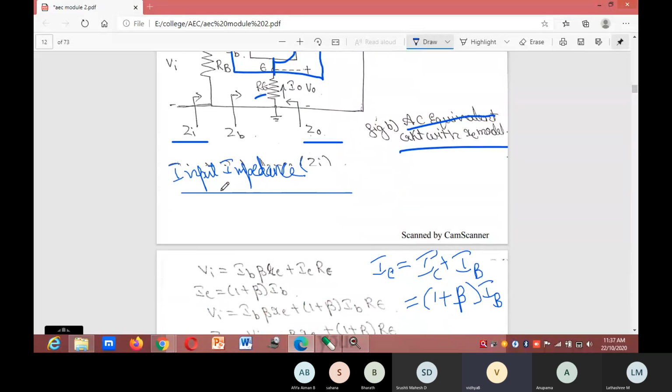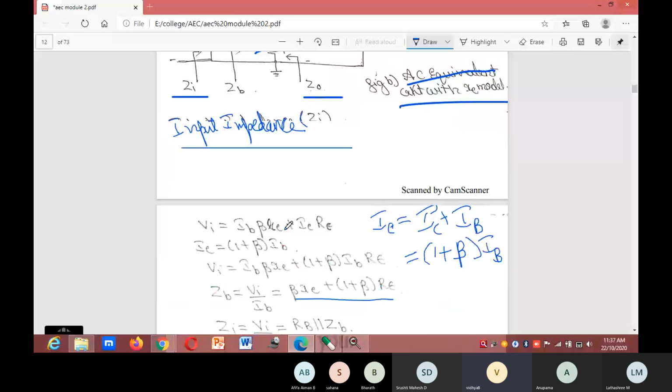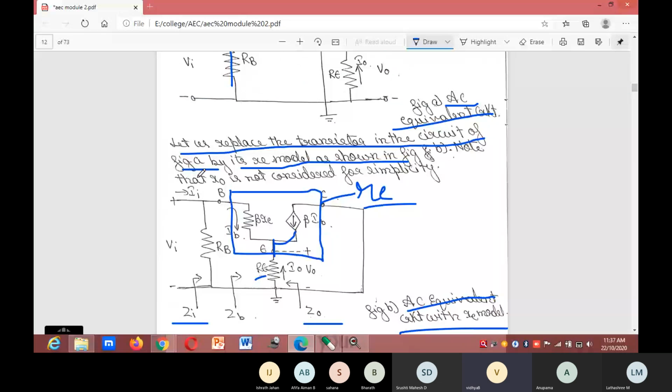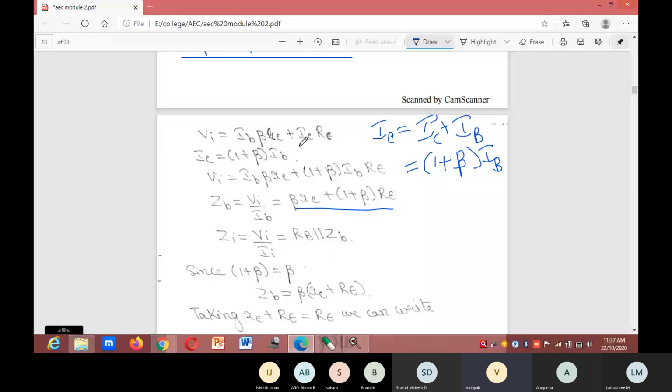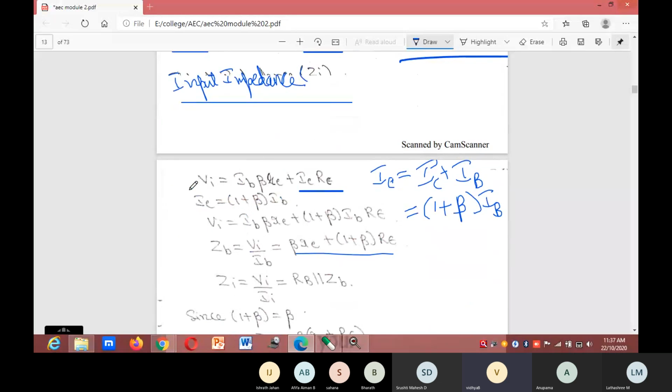First we shall find the input impedance. Vi is equal to IB beta re plus IE RE. This is all on the input side. So input voltage is equal to IB beta re plus IE RE.